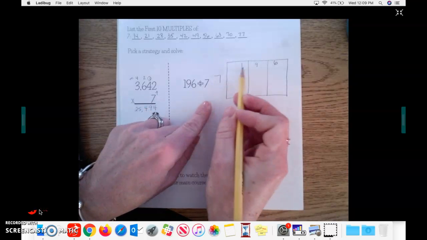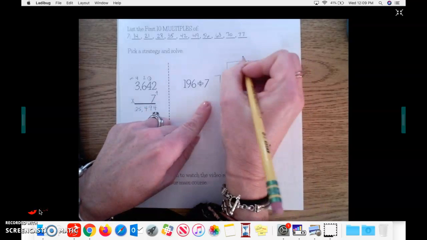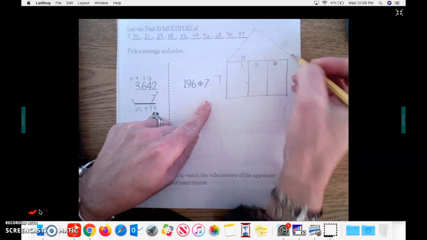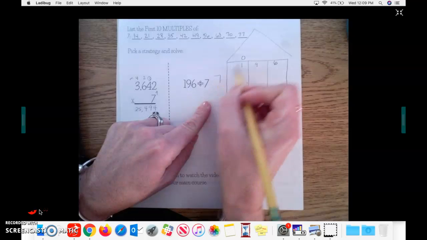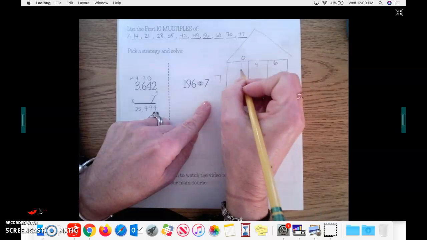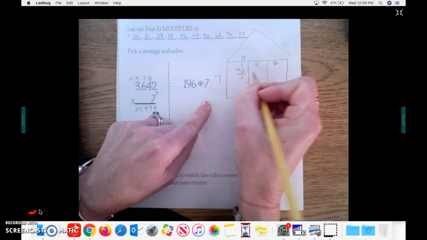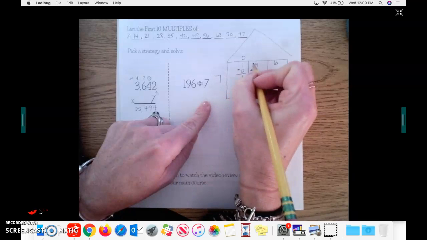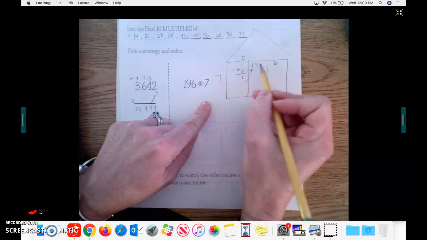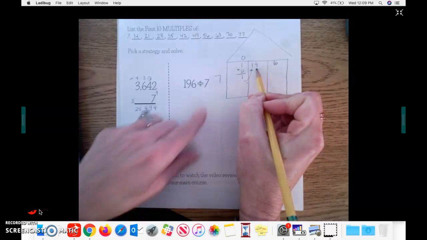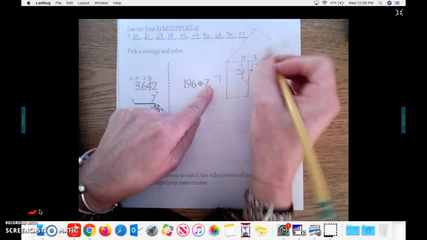So I already know that 7 will not go into 1. So that is going to be a 0. Remember, your answers go in the attic or they go above the line. Okay? 7 times 0 is 0. So then I do 1 minus 0 is 1. That 1 goes up here with the 9. 7 this time goes into 19. And I know from my multiplication facts that 7 goes into 19 2 times.